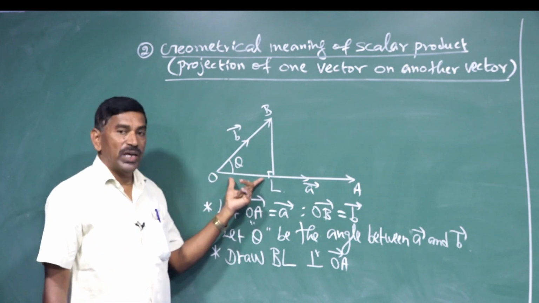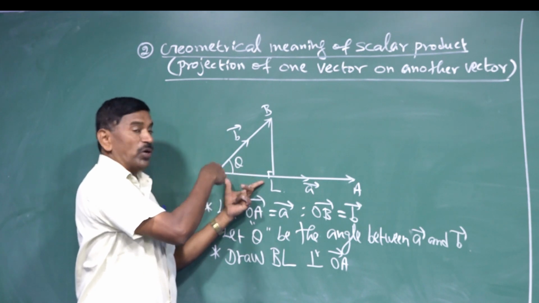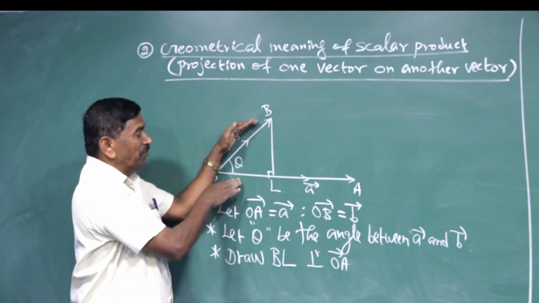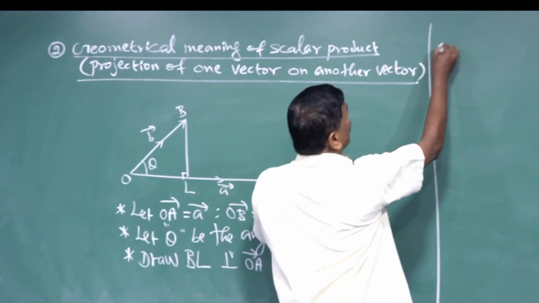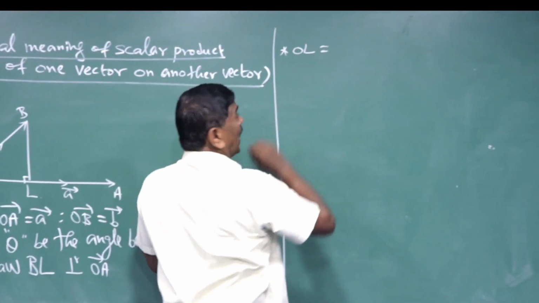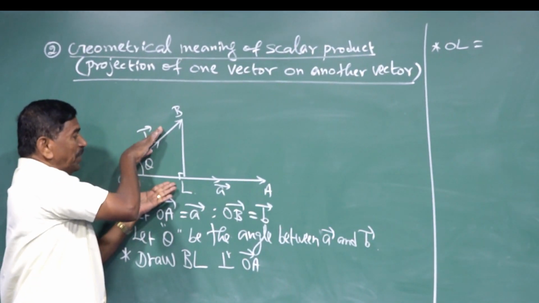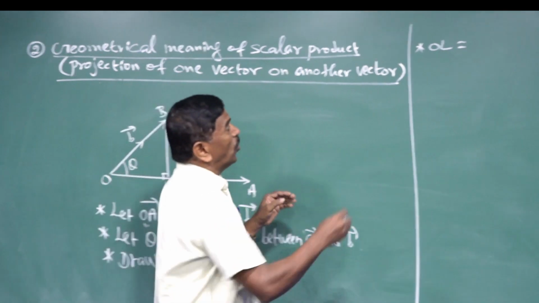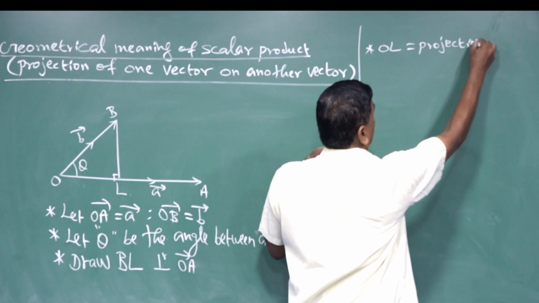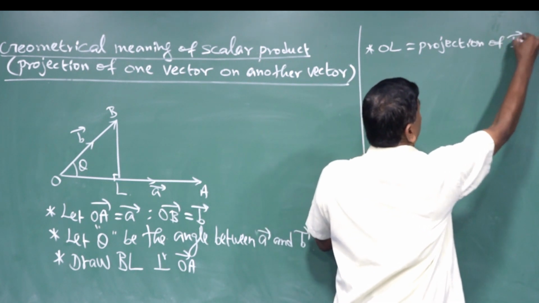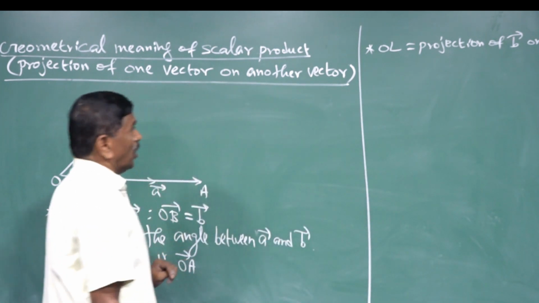Here, what is OL? Where OL is the projection of B vector on A vector. So OL is equal to the projection of B vector on A vector. Okay, up to this correct.